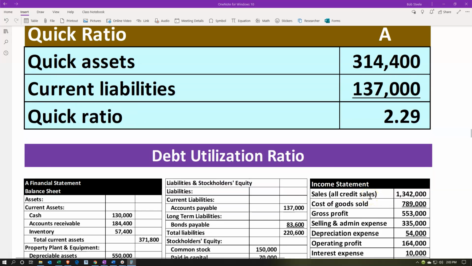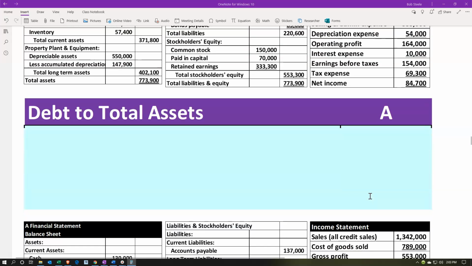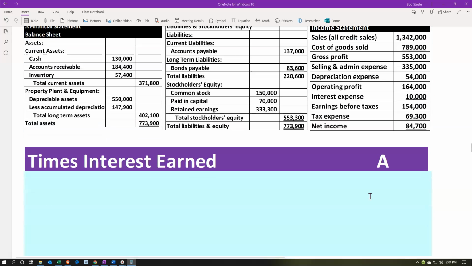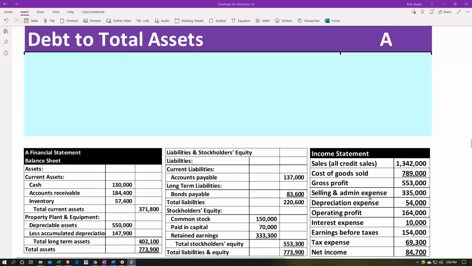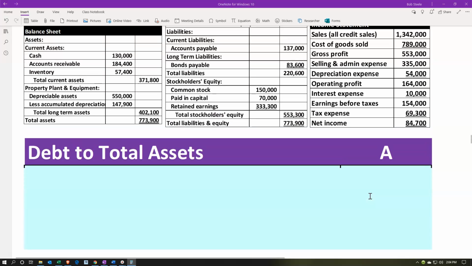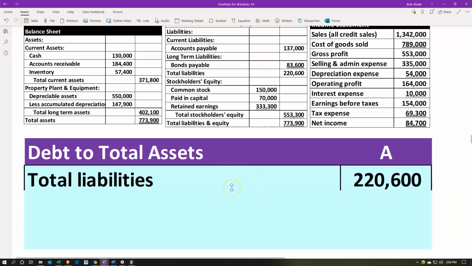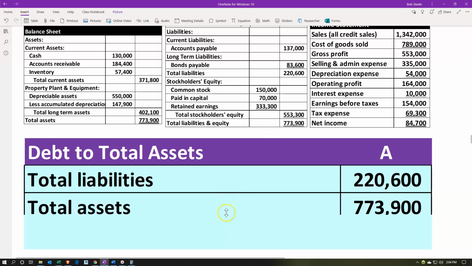So then we have the debt utilization ratios, which include the debt to total assets ratio and the times interest earned ratio. So now we're focusing in on the debt. The debt is going to be the liabilities. Thinking of debt, we're thinking total liabilities, including the current liabilities and long-term liabilities here. So the total liabilities would be the 22,600. That's on, of course, the balance sheet as of a point in time. We're going to be comparing that to the total assets. It is exactly what it says here, right? Debt compared to the total assets.